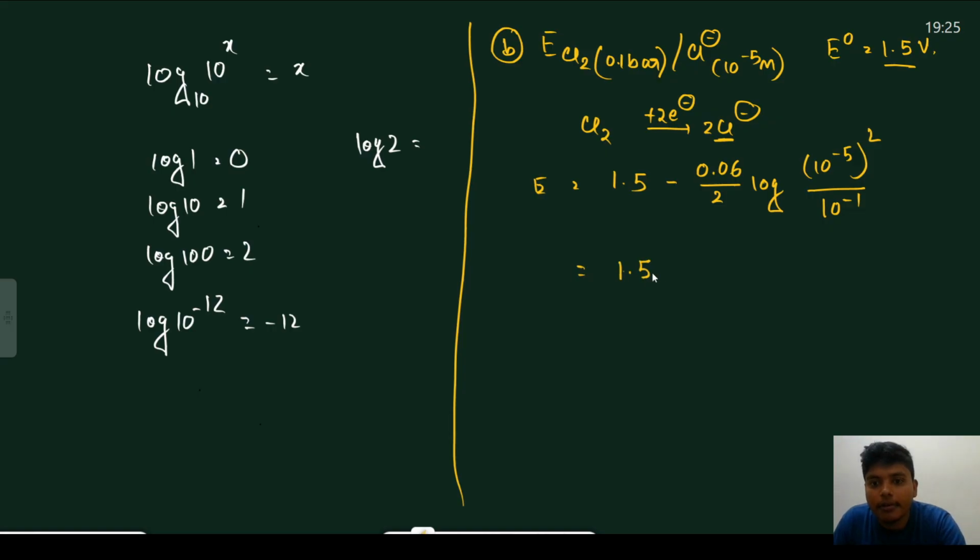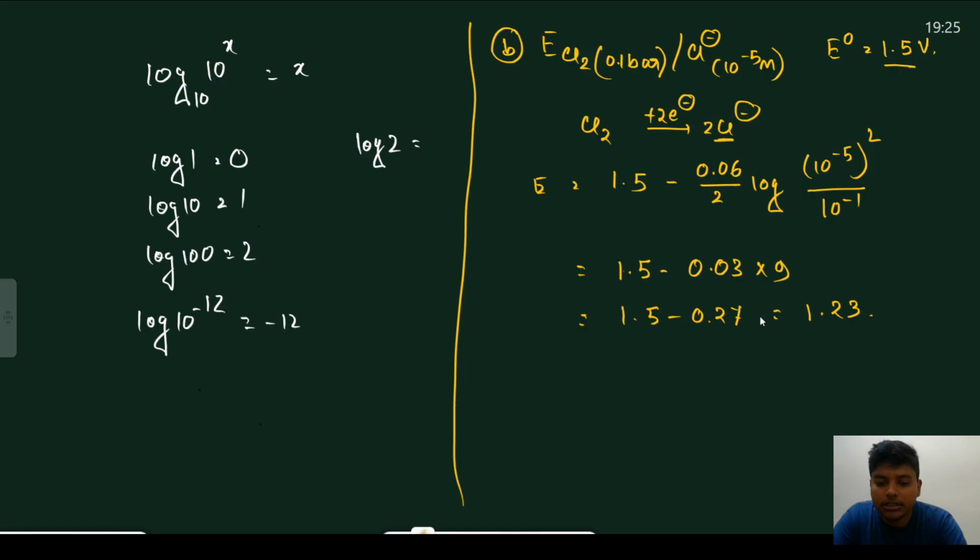So it is equal to 1.5 minus, this is 0.03. Okay, so this will become 9. Understood? This will become 9 because 10 to the power minus 10 divided by 10 power minus 1 gives 10 power minus 9, and log of 10 power minus 9 is 9. So then you calculate, whatever, 1.5 minus 0.27. Okay. So whatever value you get, 1.23. Clear or not? Yes, sir. Understood how to do? Tell me, what is the problem?